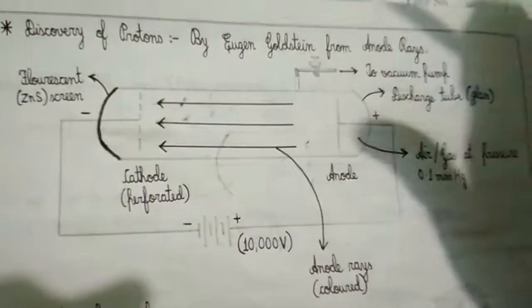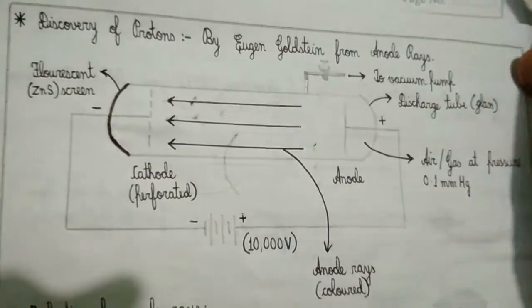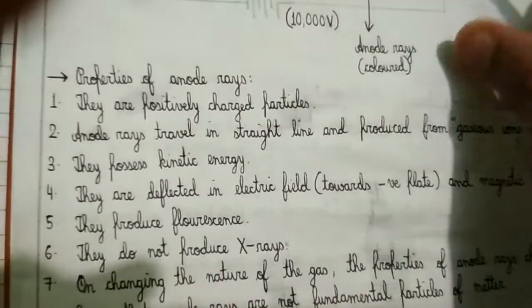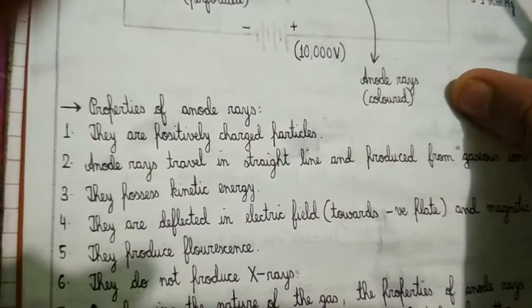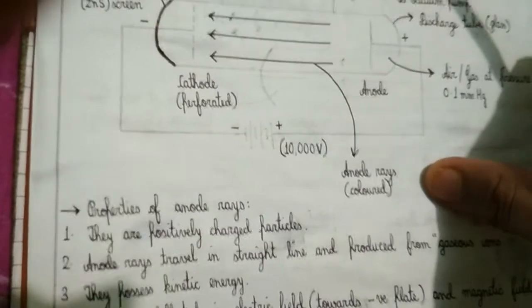Not everything is the same, but the arrangement is the same: same discharge tube, same vacuum pump, same cathode, same anode, same high potential and all. Okay, so now what are the properties of anode rays? They are positively charged particles.